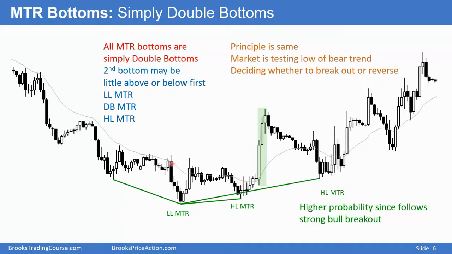The principle is the same with this, with this, with this. These are all major trend reversals. The market is testing the low of the bear trend and deciding whether it'll break to a new low or reverse up. We tested the low, reversed up. Tested the low, reversed up. Tested the low, reversed up.